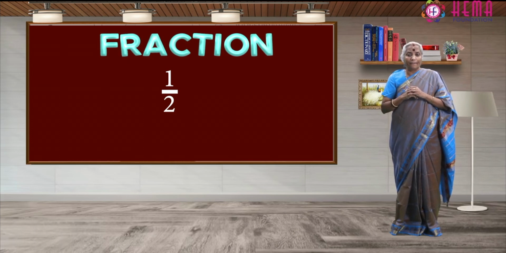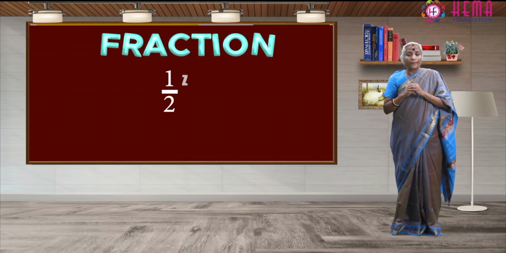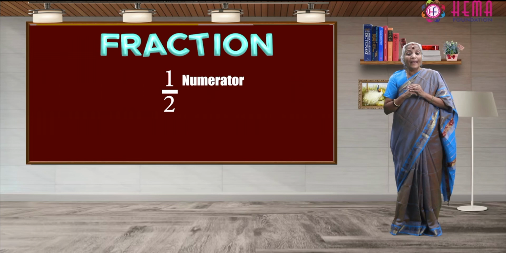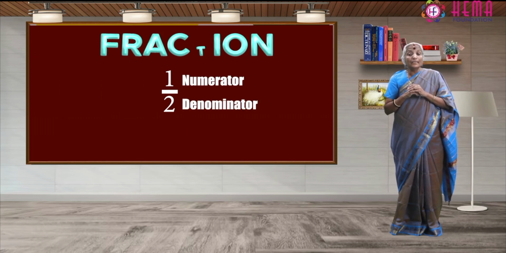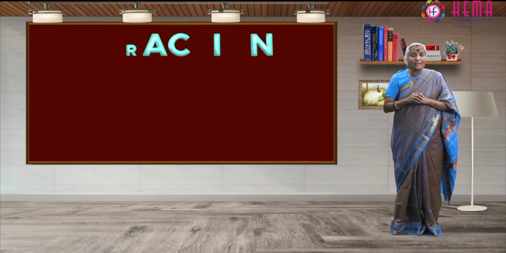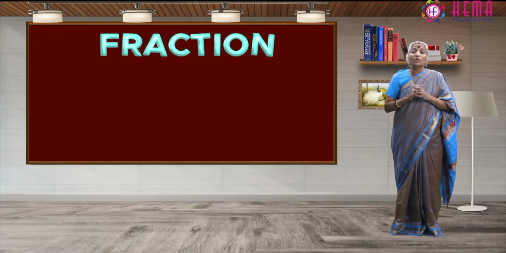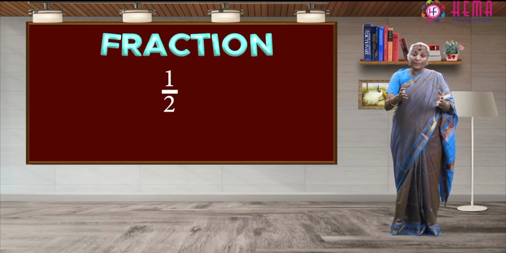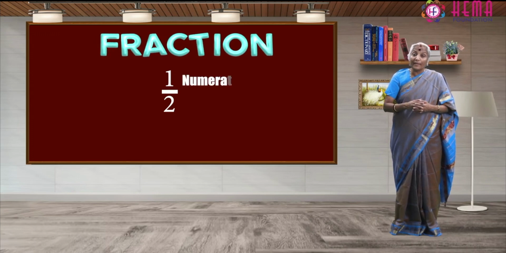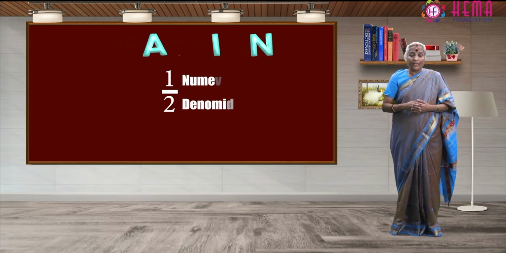The number on top is the numerator and the number below is the denominator. Example, 3 on 4, which basically means 3 parts out of 4 equal divisions. Fractions represent a part of a whole and it is expressed in the form of a numerator and a denominator.